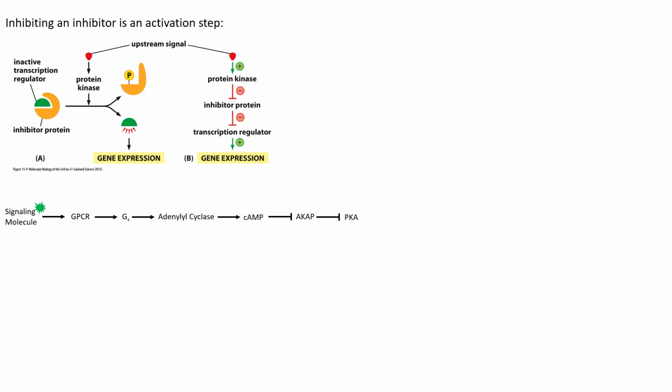For example, for the PKA pathway, once the signaling molecule activates the G-protein coupled receptor, and the G-protein coupled receptor goes on to activate GS, and GS goes on to activate adenylyl cyclase, and then adenylyl cyclase will go on to activate cyclic AMP, noting that this activation step is increasing the intracellular or cytosolic concentration of cyclic AMP. This will lead to an inhibition of ACAP, and if you inhibit ACAP, then you're removing the inhibition on PKA, and that will lead to PKA activation.